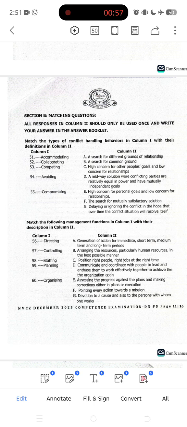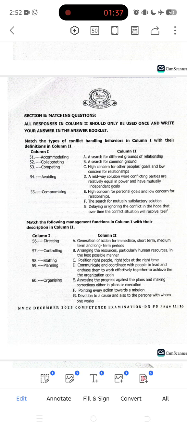Now, since this is a video, we don't have much time to do all that. So I'm just going to give you the answers and you'll be able to go through it appropriately at your own time. So the first section is saying match the types of conflict handling behaviors in column 1 with their definitions in column 2. So before you start answering, you need to read all the options. Okay, you say 51 accommodating, 52 collaborating, 53 competing, 54 avoiding, 55 compromising.